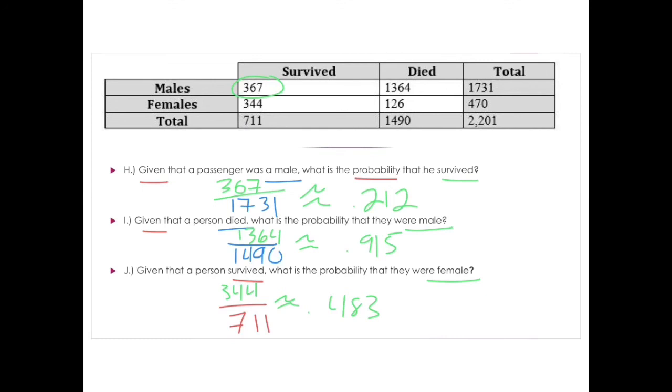All right, one last time just to kind of break this down. Whenever something is given, that automatically becomes your denominator. So given the person was male, I know that there were a total of 1,731 males. Now I'm just looking in that row of those males, 367 of them actually survived. For my next one, I know the person died, so I have this column to work with. I know 1,490 people died in total. Of them, just those people who died, 1,364 were male, and that's why my fraction is what it is.